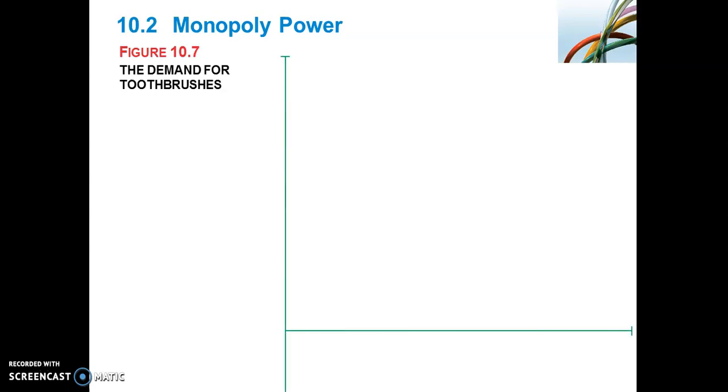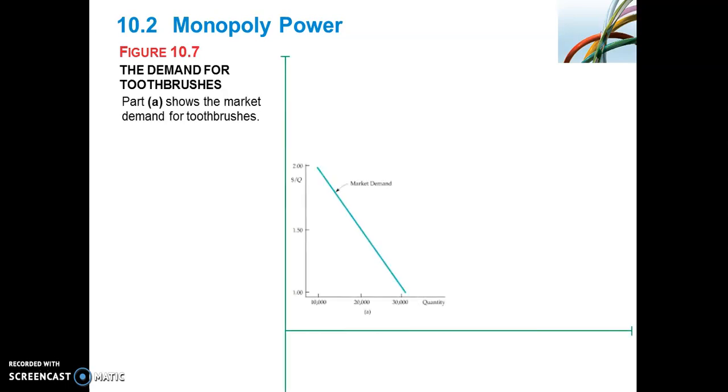Now we are going to move on to monopoly power, section 10.2. So as you read through your textbook, you will see that I've skipped over the multi-plant firm and moved on to this section. Now, figure 10.7 demonstrates the idea of monopoly power and how a firm is able to produce in a manner that price is more than marginal cost.